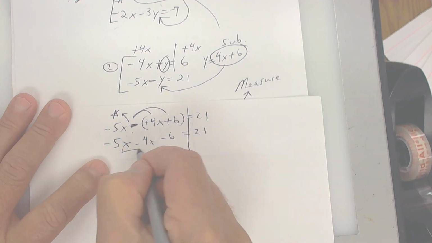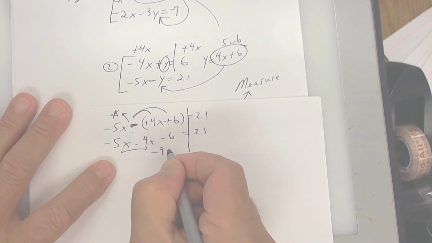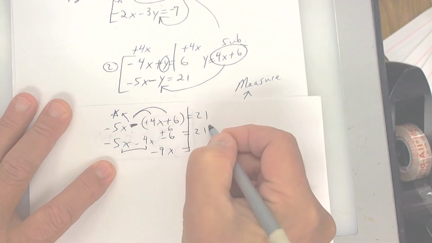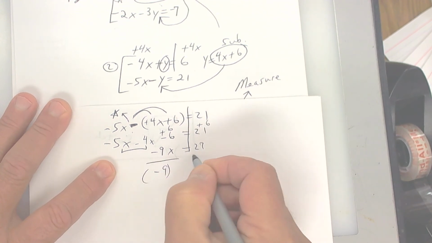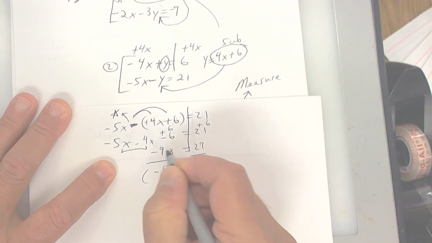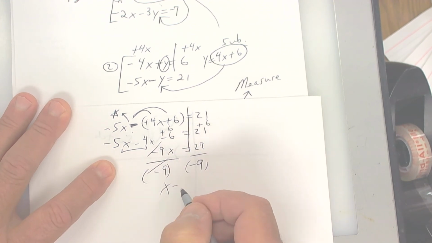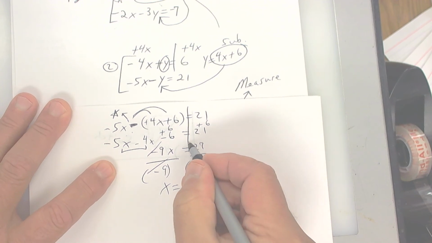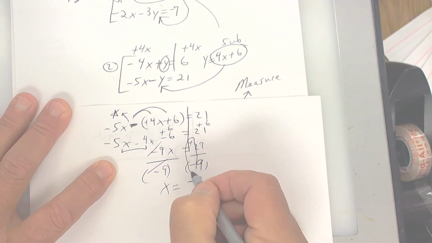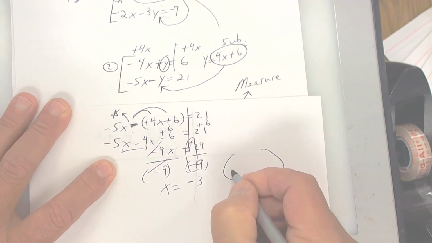Anyway, you're going to combine that up and get negative 9x. You're going to add 6 to both sides and get 27. You're going to divide by negative 9, and you're going to end up with x is equal to a negative 3. Remember, if it's one negative, it's a negative. Okay? So x is a negative 3.